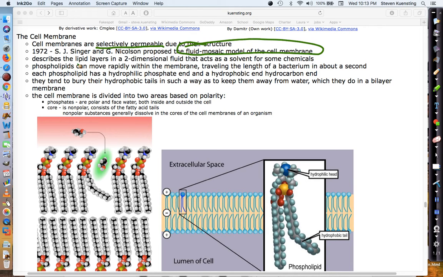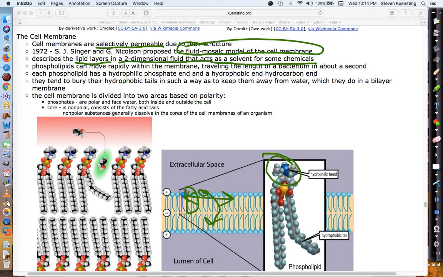They're selectively permeable because of their structure. Basically, the cell membrane in the Singer-Nicholson model was proposed as a lipid bilayer. The lipid bilayer is a two-dimensional fluid that acts as a solvent for some chemicals. It turns out phospholipids can move rapidly, so this is a phospholipid bilayer membrane. The phospholipids can move horizontally in the membrane very rapidly, and they can also flip from one side to the other side pretty quickly.